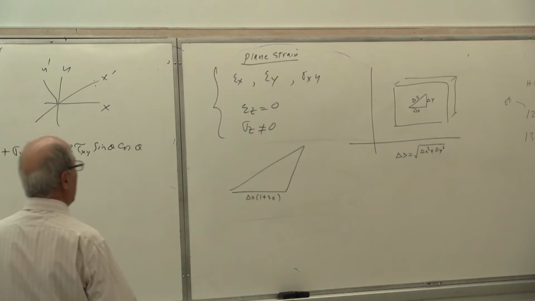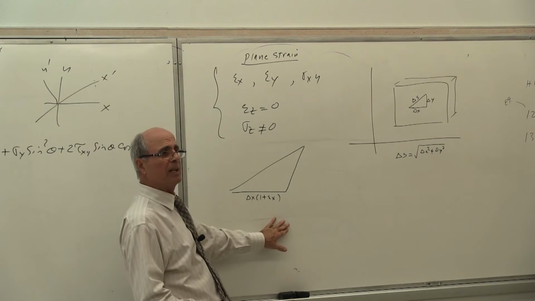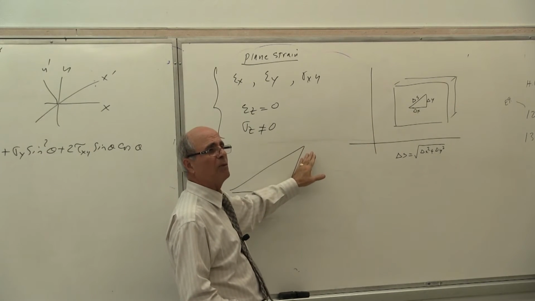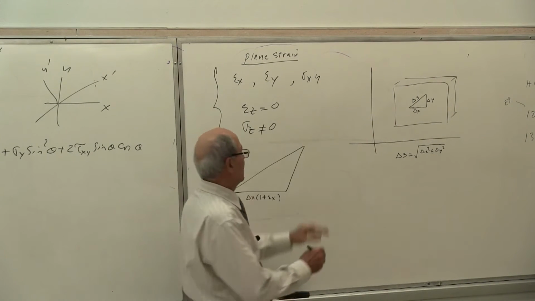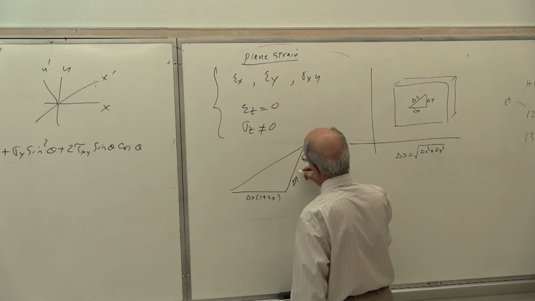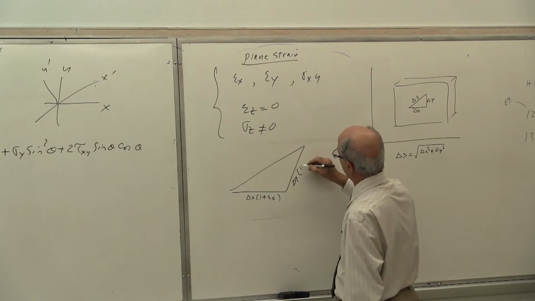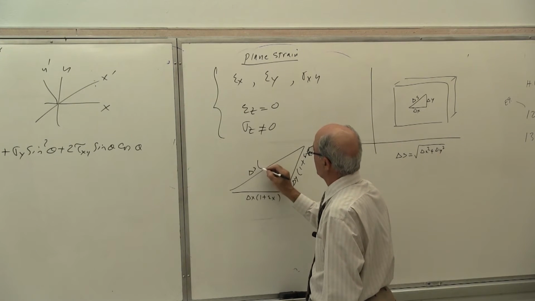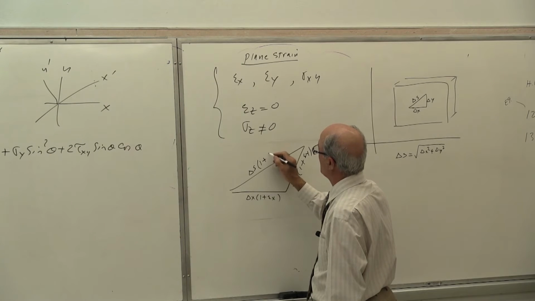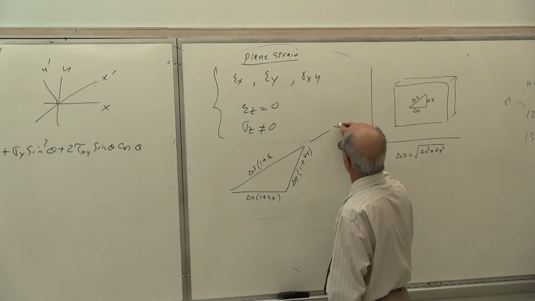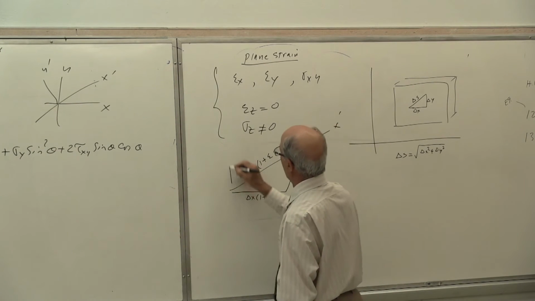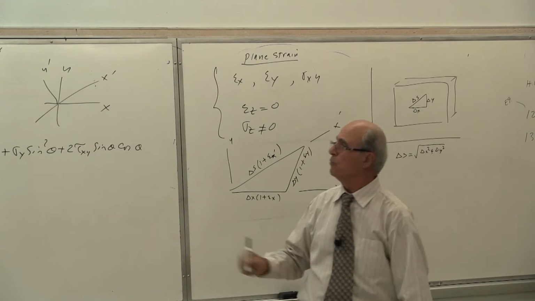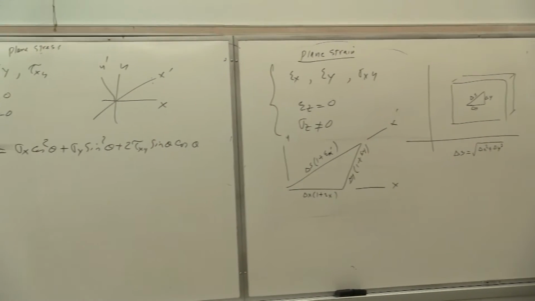Therefore, this side after deformation becomes delta x times 1 plus epsilon x. This side after deformation becomes delta y times what? Times 1 plus epsilon y. Yeah, that's right. Originally it was delta y. And this side, of course, was delta s. Now after deformation delta s becomes times 1 plus epsilon what? If this is the x prime direction, this was x direction, this y direction, this becomes 1 plus epsilon x prime, and we want to calculate epsilon x prime. Is that correct or not?